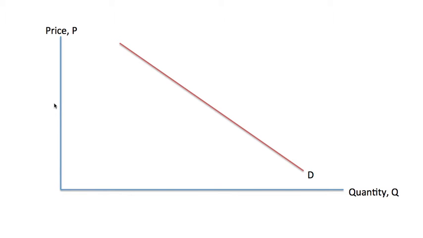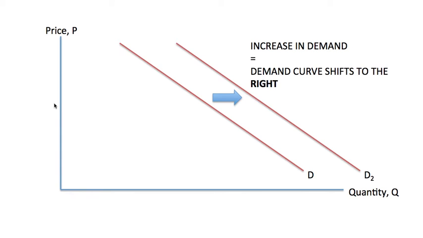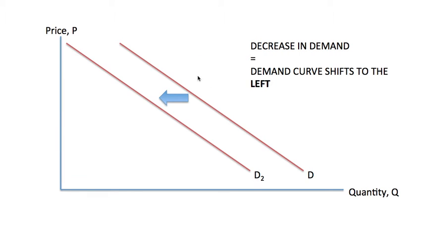Now, this is not a static environment, and different factors in the economy and in society will affect demand at all times. The way it can be affected is that it will either increase or decrease. An increase in the demand is represented by a right shift of the demand curve, and a decrease in the demand is represented by a left shift of the demand curve.